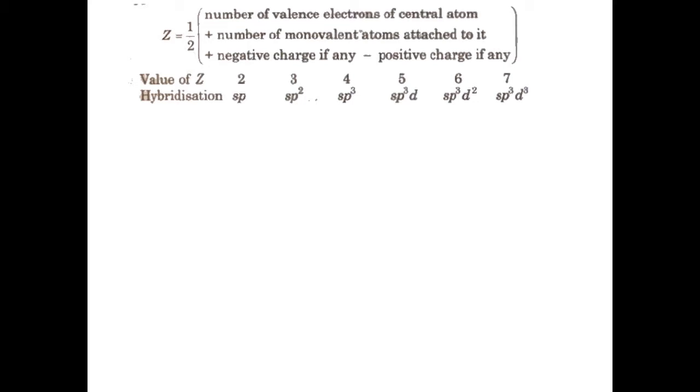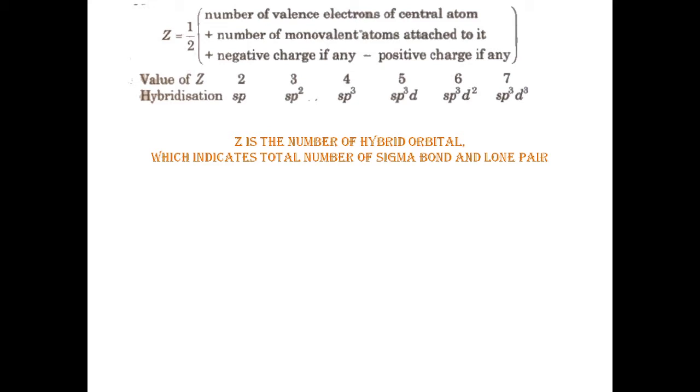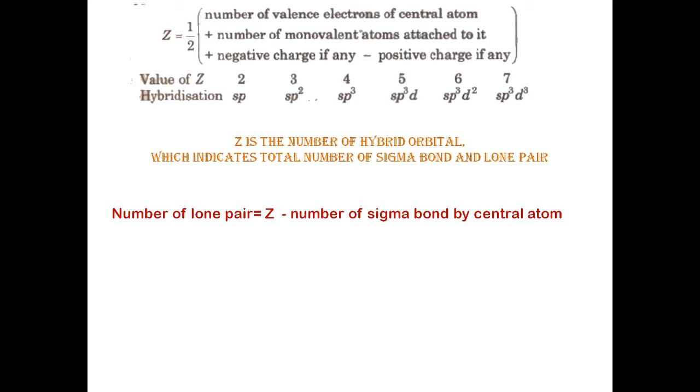For different values of Z we get different hybridizations. Values of Z can be 1, 2, 3, 4, 5, 6, 7 and the hybridization for it could be sp, sp2, sp3, sp3d, sp3d2 or sp3d3. So what is Z? Z is the number of hybrid orbitals of the central atom, which indicates the total number of sigma bonds and lone pairs. So the number of lone pairs is equal to Z minus the number of sigma bonds formed by the atom.